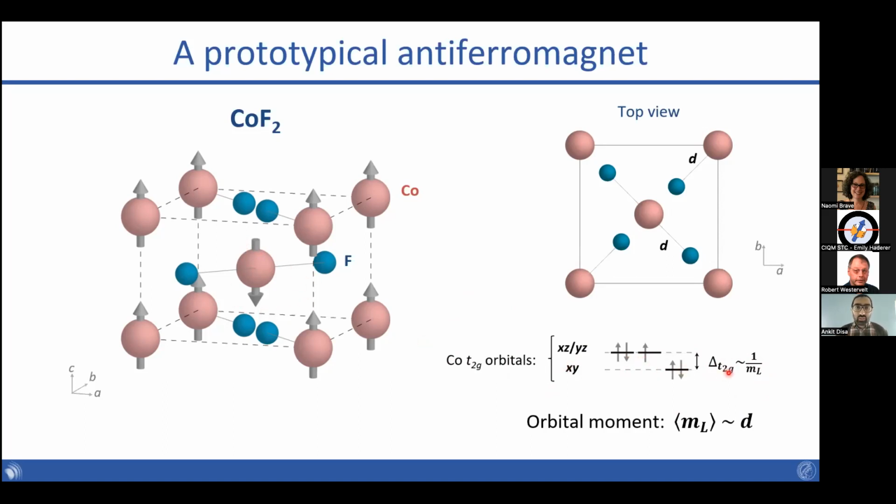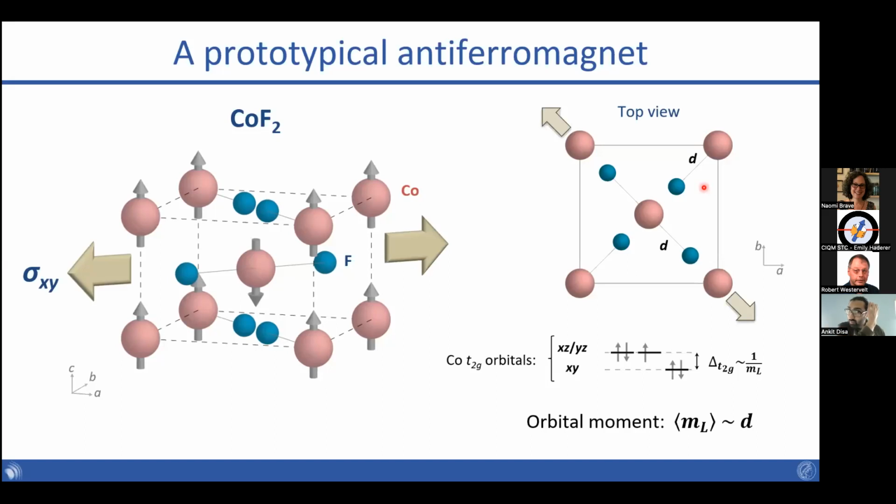So this moment you can imagine as being dictated largely by the in-plane cobalt-fluorine bond length in this material. Here, I'm just showing you a top view of this, which shows you that by symmetry, the bond length in the center of the cube is the same as the bond length in the corner of the cube. Okay, so by symmetry, these two are equivalent, which is one of the reasons why you have a fully compensated antiferromagnet. But if we could somehow break the symmetry, we would be able to modulate the antiferromagnetic order.